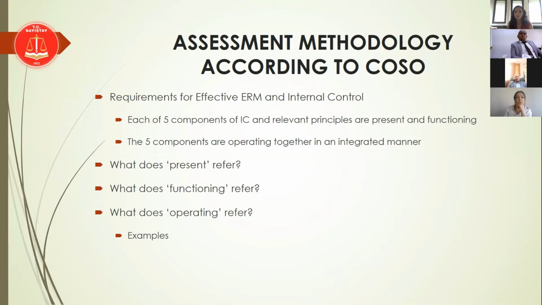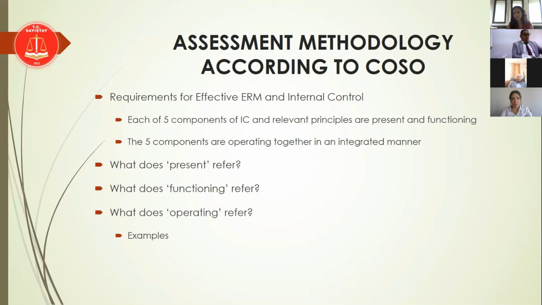And what does present refer to? Present refers to the determination that all components and relevant principles exist in the organization. And function refers to the determination that these components and relevant principles are functioning. So the organization implements them. Having some principles, standards, rules, legislation is one thing, and implementing them is another thing. I think function refers to this one.